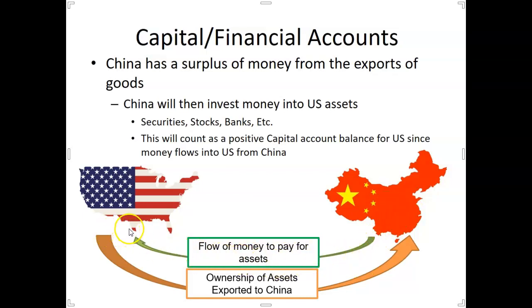This is how we have enough money in the United States to then buy all the stuff we import, because by the United States itself there isn't enough money. They have to borrow it. So we're saying they borrow it in the capital account from China.